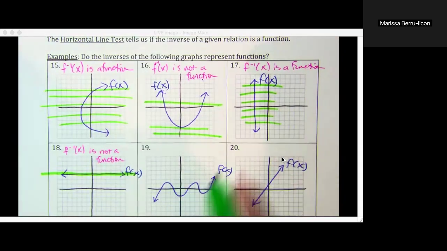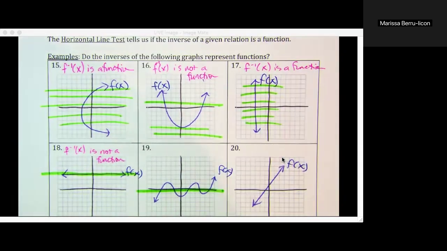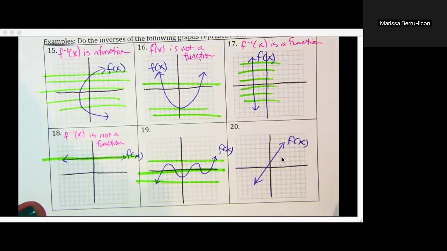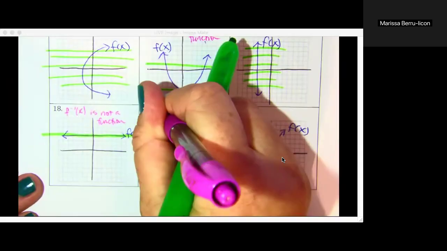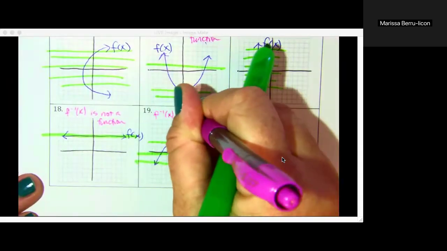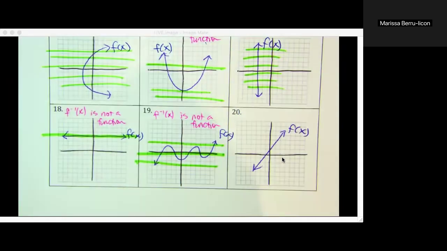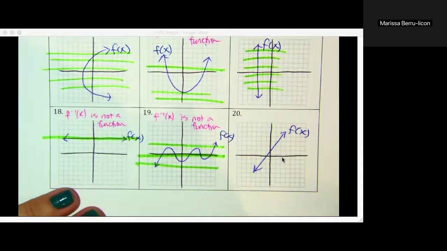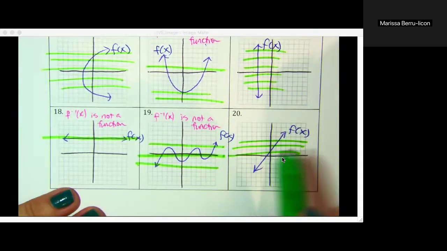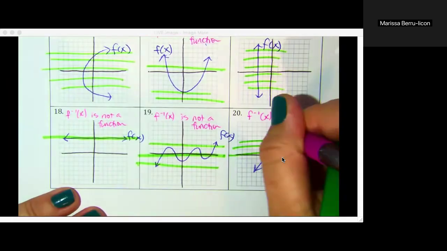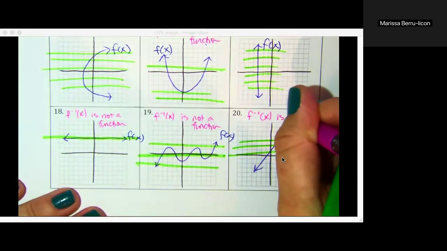And here this would pass the vertical line test, but it fails that horizontal line test, even though it would pass here or maybe down here. It just takes one line to fail. So that means that inverse f of x is not a function. And then here, the horizontal line test all just hit once. So I can just say yes, I suppose. Inverse f of x is a function.